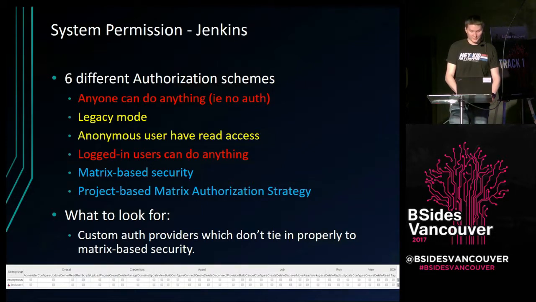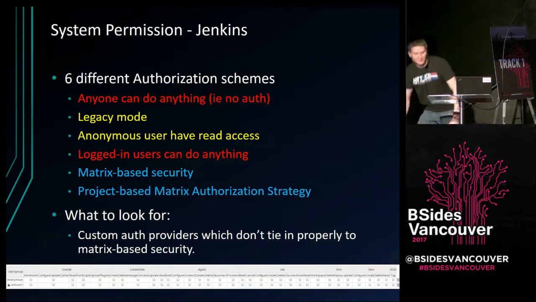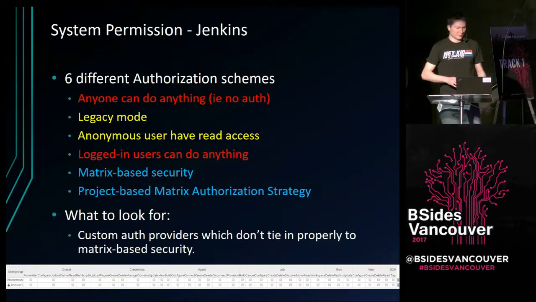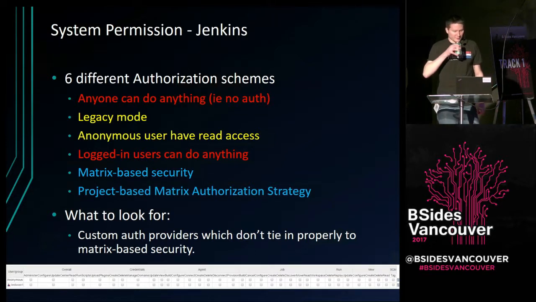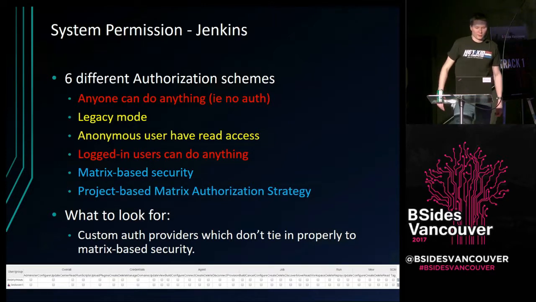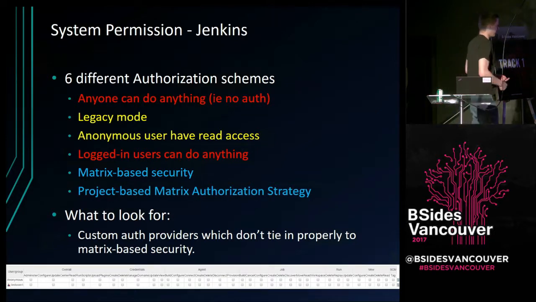The other thing to look for is Jenkins is used pretty heavily with custom authentication providers. So instead of using one of those 6, you can tie it to OAuth or OpenID or whatever. The challenge with tying it to those is they often don't work with your matrix-based security. So it's an all or nothing. Once you log in as one of those, then you just become admin.